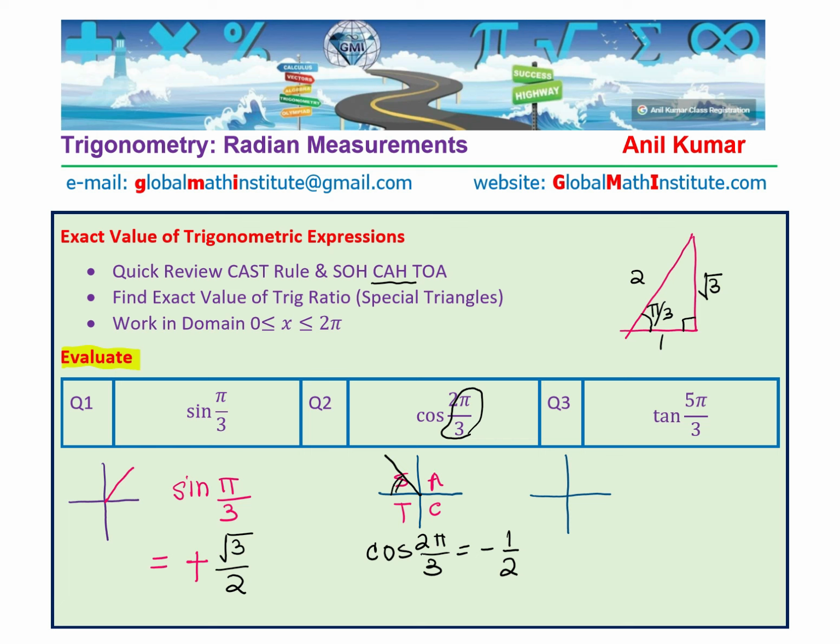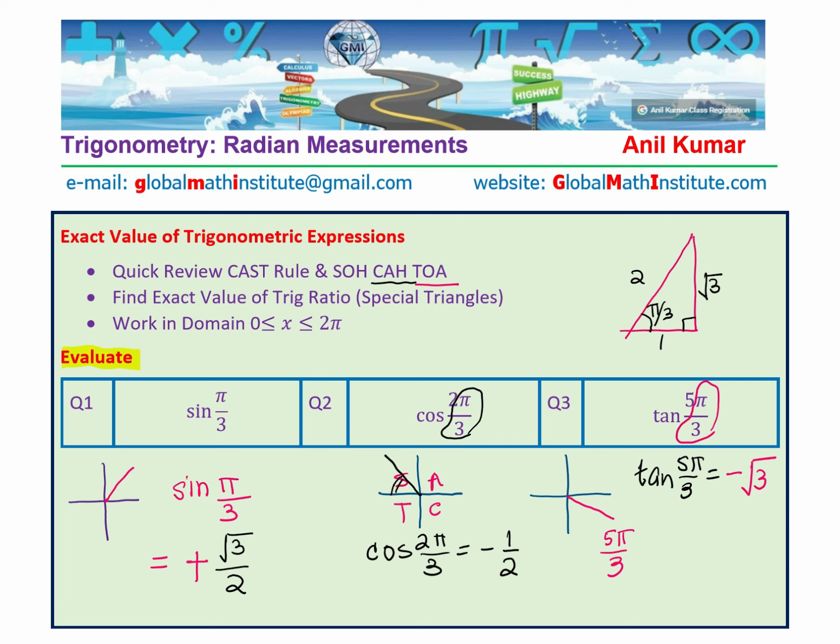5 pi by 3 means, well, 6 pi by 3 will be a full circle. So this is 5 pi by 3. As you can see, the value will be negative, right, from the CAST rule. So we can write tan 5 pi by 3 should be equal to negative because you are in quadrant 4. The related acute angle again is pi by 3. And tan is the ratio of opposite to adjacent, and therefore it should be square root 3 with a negative sign.